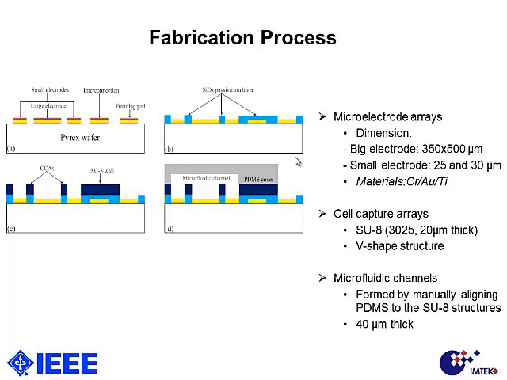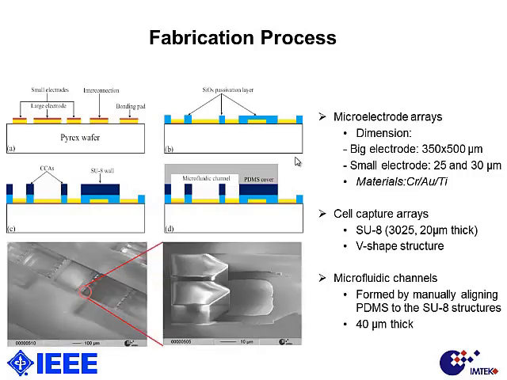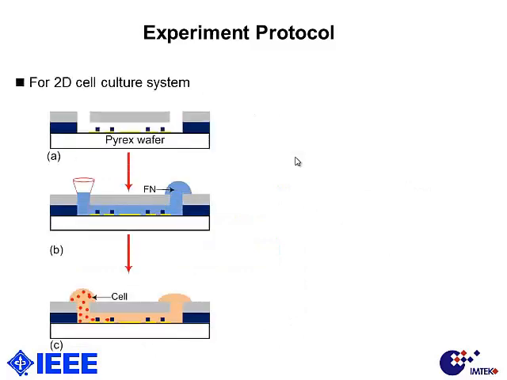And here is the SEM image of our single cell capture structure with 2 blocks and the gold electrode here. So for the experimental protocol, we use a 2D cell culture medium system. The chip is first cleaned by a standard process, and the PDMS is covered to produce the microchannel inside.